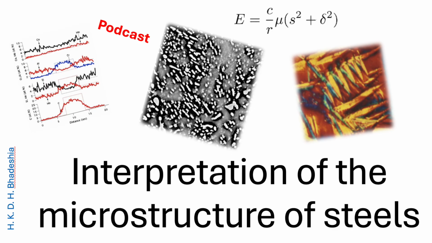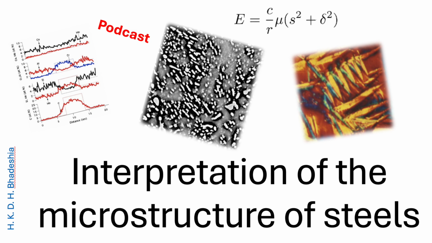Bainite forms at temperatures where carbon can still diffuse a little. So it's not totally diffusionless. The transformation starts displacively, but then carbon partitions after the initial growth and precipitates as cementite. And this partitioning actually defines the two types.